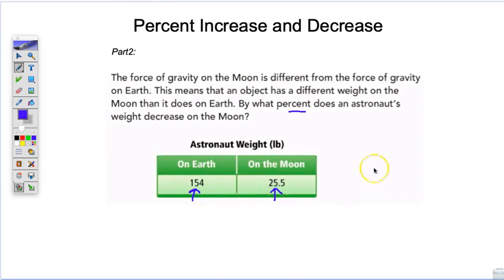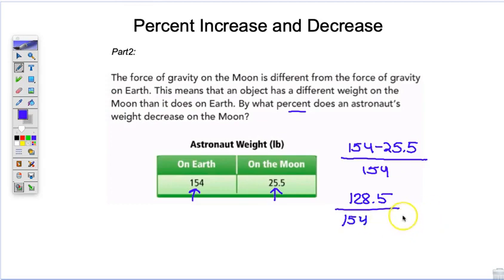So we, again, want to find the difference. In the numerator, it's 154 take away 25.5. We always want to divide by the original, whatever you started with. So that is 154 in this example. 154 take away 25.5 is 128.5. We're going to use our calculators and divide that by 154. Now you are going to get a decimal, so it's 0.8344, and it continues on.